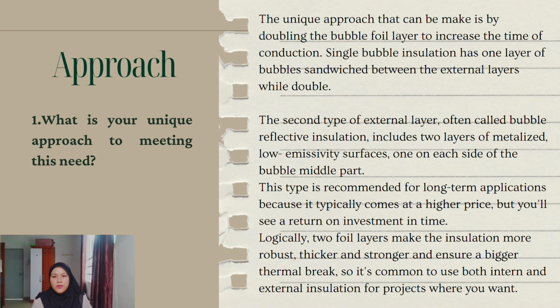The unique approach that can be made is by doubling the bubble foil layer to increase the time of conduction. Single bubble insulation has one layer of bubble sandwiched between the external layers, while double bubble reflective insulation includes two layers of metallized, low emissivity surface, one on each side of the bubble middle part.